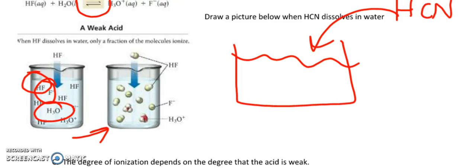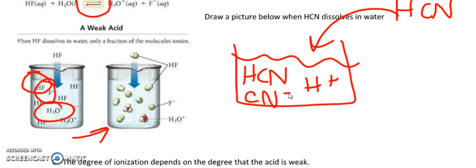So hydrocyanic acid was also a weak acid. Go ahead and draw your beaker now. Did you do this? I have some HCN, some of it stays together, and some of them will split up. Well, what will some of the H+ and CN- do? Oh, they'll also come together and form more HCN.